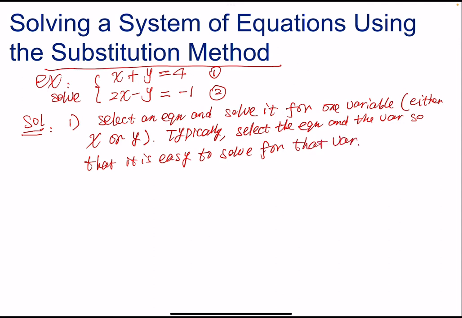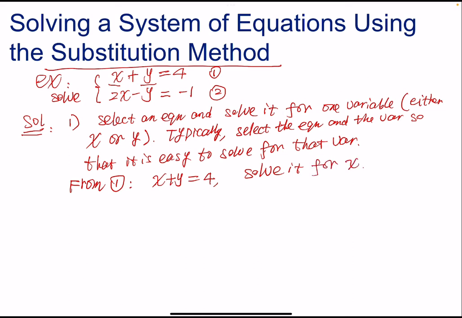Okay, so example here, if we select equation 1, we can easily solve for either x or y. The idea is that the coefficient of x or y is 1, so we can easily solve for either x or y. So let's see, we're going to select from equation 1, we have x plus y equal to 4. So we can just solve it for either x or y, it doesn't matter. So let's just solve it for x.